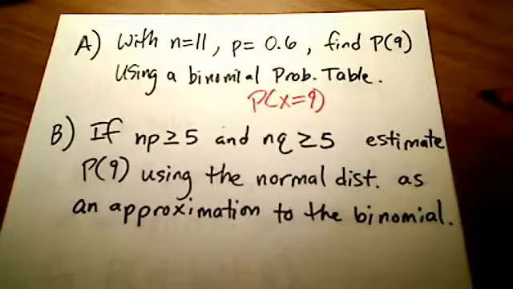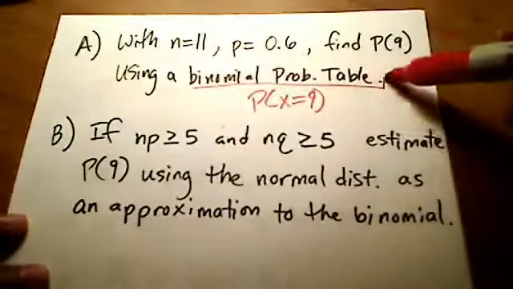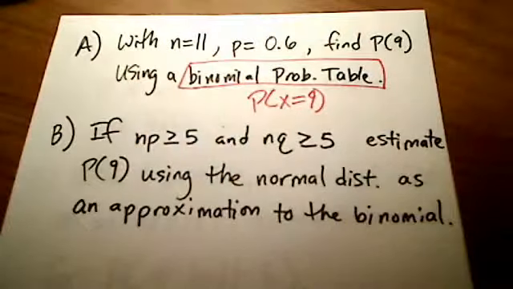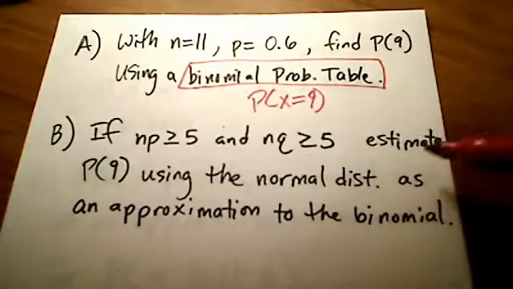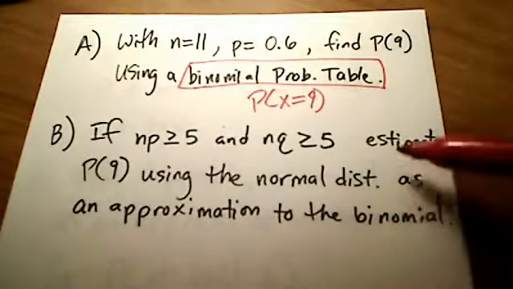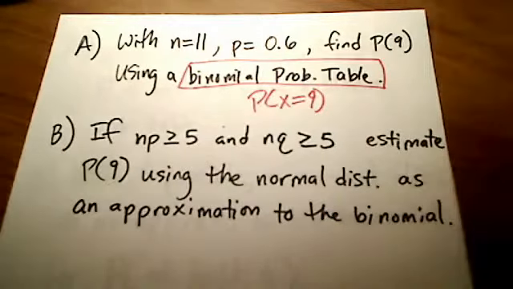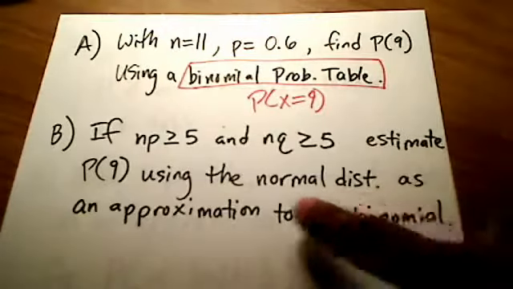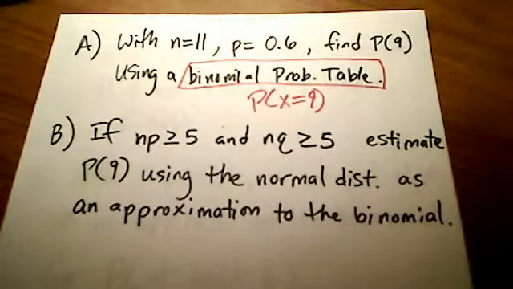For part A, they want us to use the binomial probability table, which is probably found in the back of your book, to find this value. Part B has a little bit more to it. We're possibly going to need the idea of continuity correction to use a normal distribution to approximate the binomial. We'll get to that in a little bit.